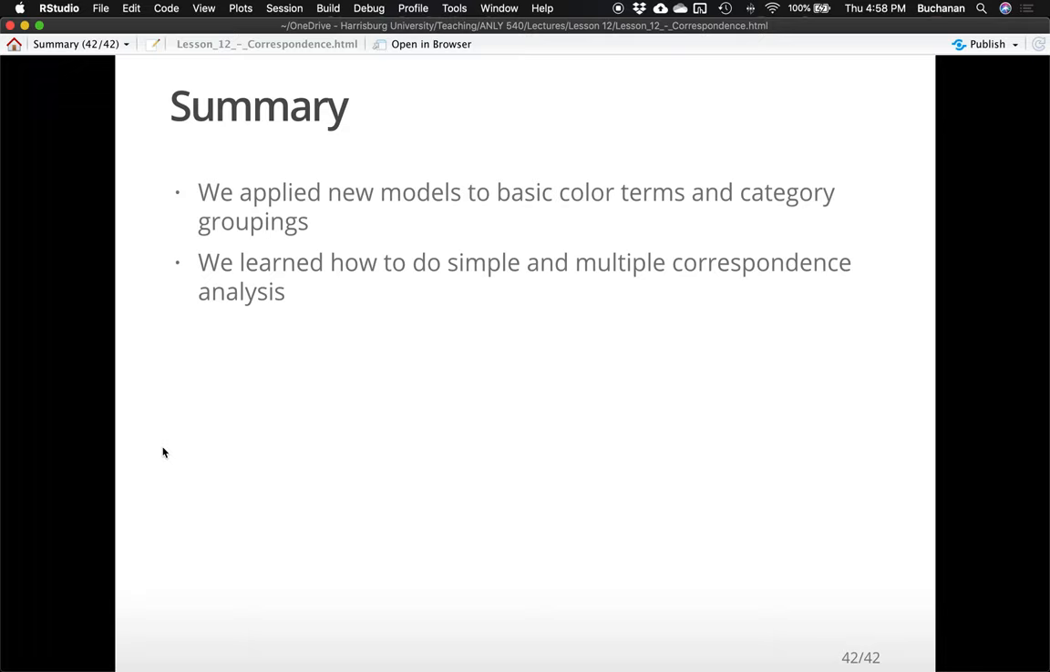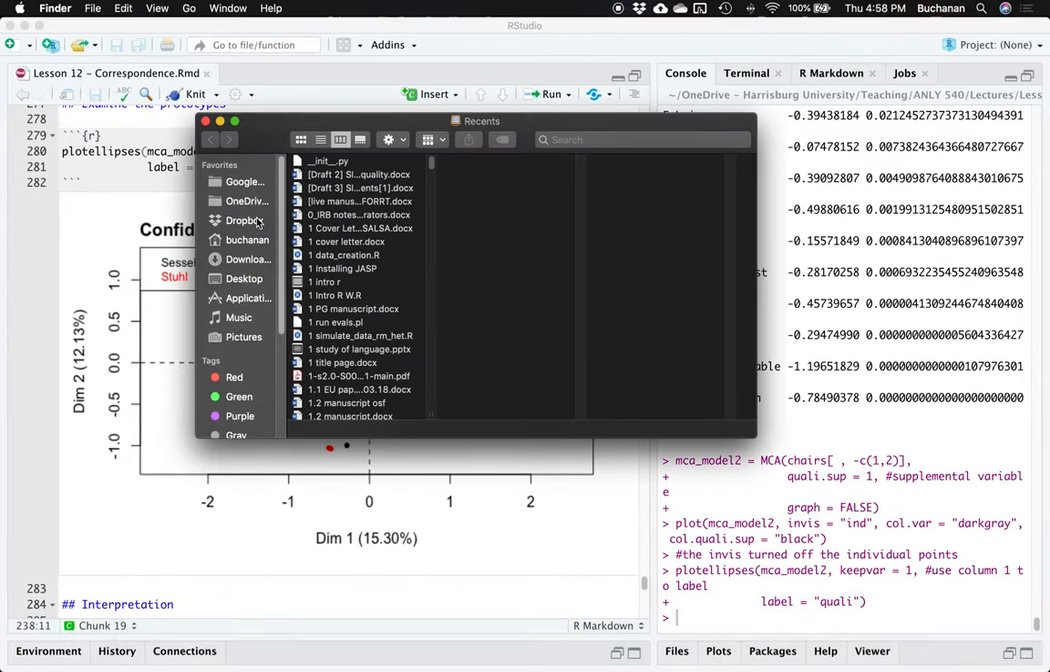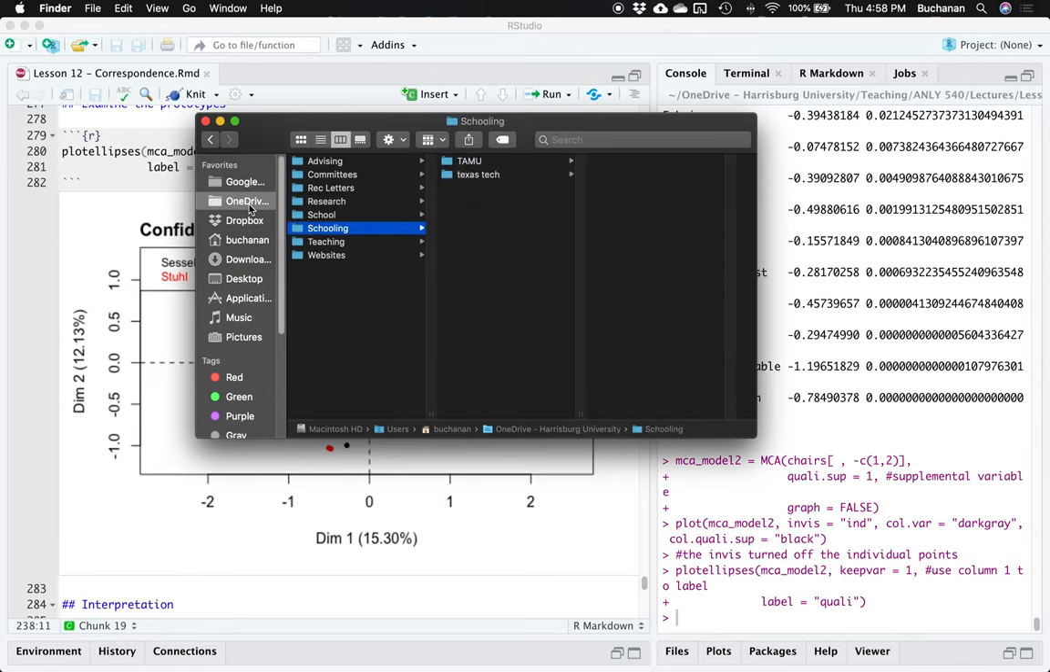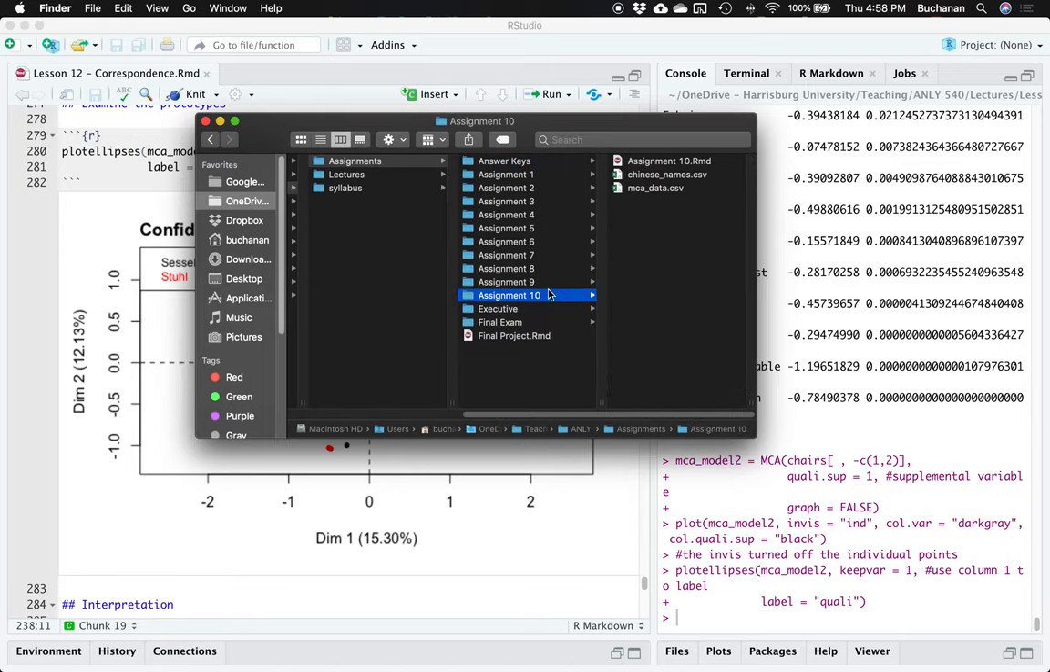Okay. So that wraps up correspondence analysis. If you're just watching on YouTube, you can check out. If you're one of my students, let me give you a brief overview of the assignment. Oh, this is not the right folder. Let's try that again. So for the last assignment, woohoo!